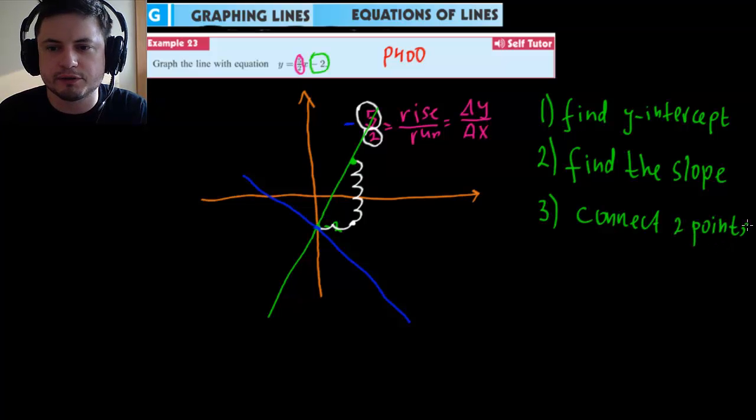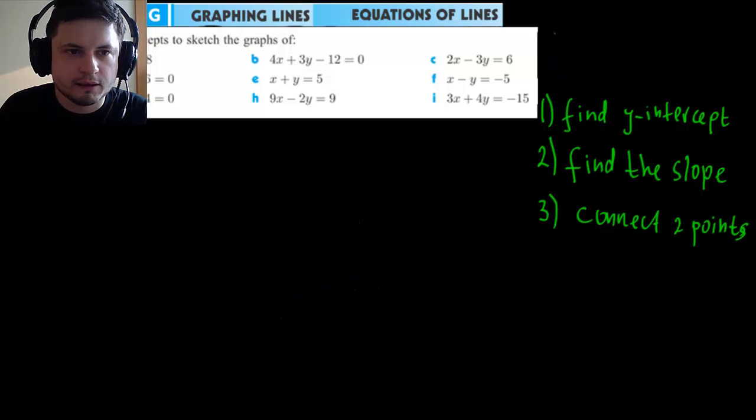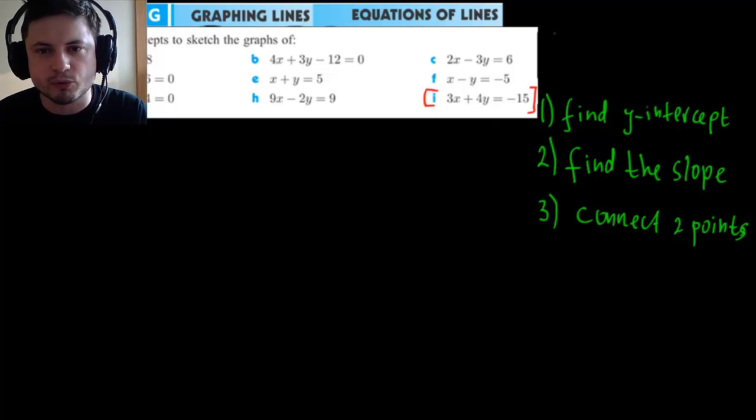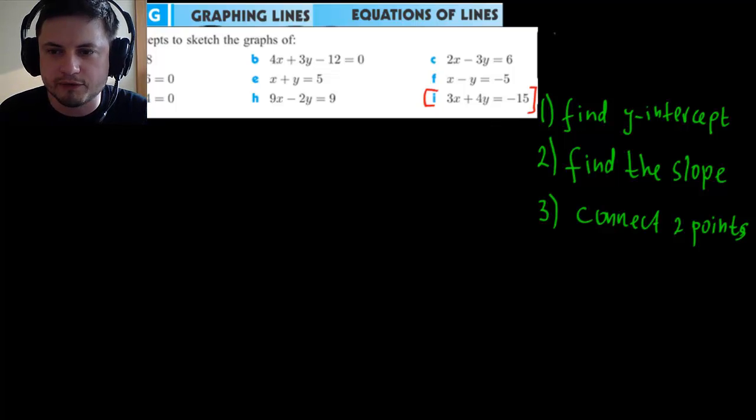Now, let's do this slightly more difficult question. Let's actually try one of the problems from the book. And this is problem 2 from page 401. Let's do this last one, because it looks a little bit more challenging. Not pretty hard, but a little bit more challenging. And what it says is 3x plus 4y minus 15. Now, you need to graph this. How do we graph this?